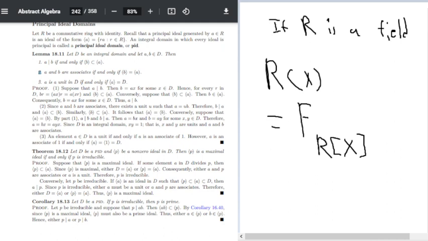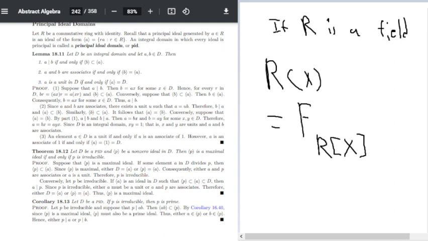3. An element, I should again highlight. An element a in D is a unit if and only if a is an associate of 1. However, a is an associate of 1 if and only if the principal ideal generated by a is equal to the principal ideal generated by 1, which is equal to the entire integral domain D.